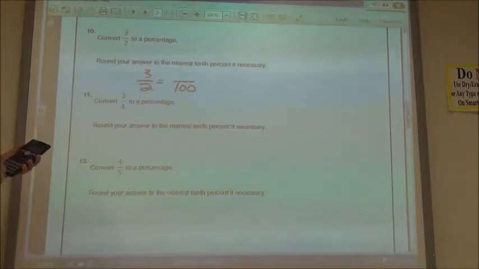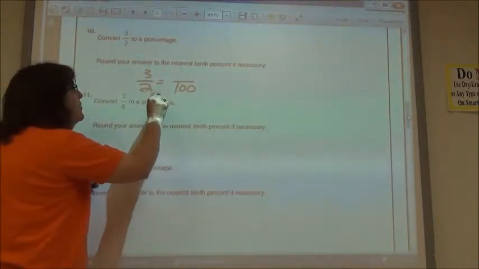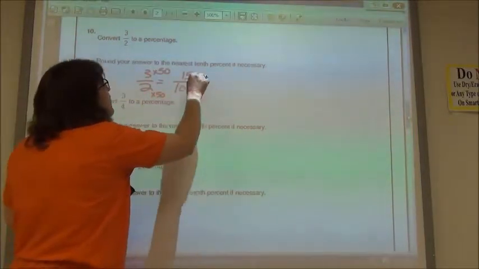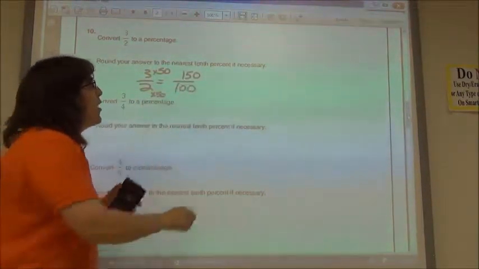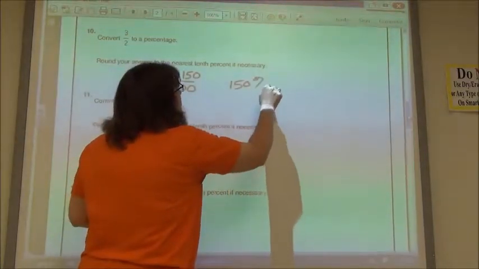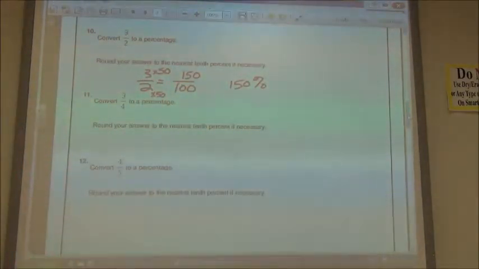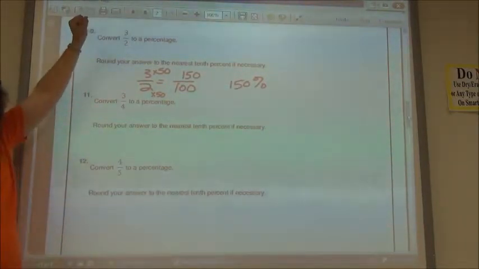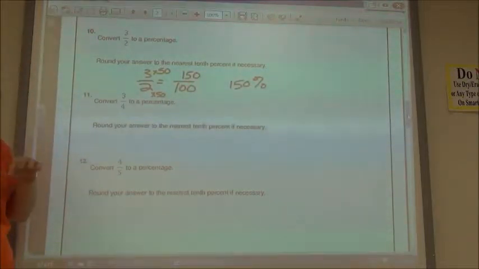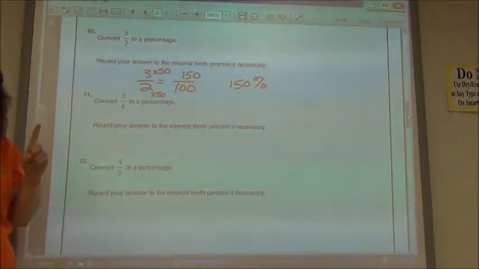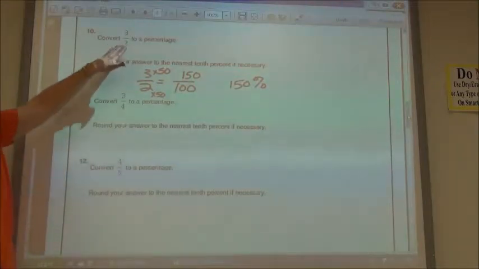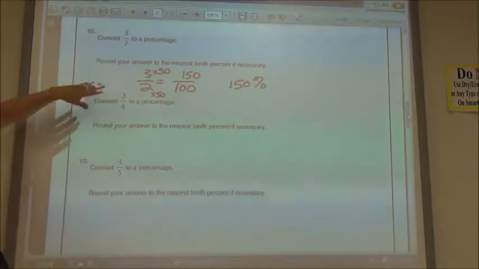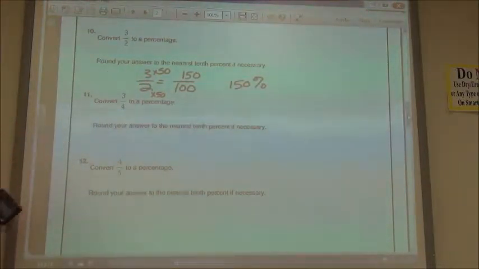100 divided by 2 is 50, so 2 times 50 is 100. So I'd have to take 3 times 50, which is 150. 150 over 100 is 150%. So 3 halves, which is an improper fraction, is 150%. If you think about a common thing, 1 whole circle is 100%. If my fraction is bigger than 1, I should have a bigger than 100%. If my fraction is less than 1, I should have less than 100%.